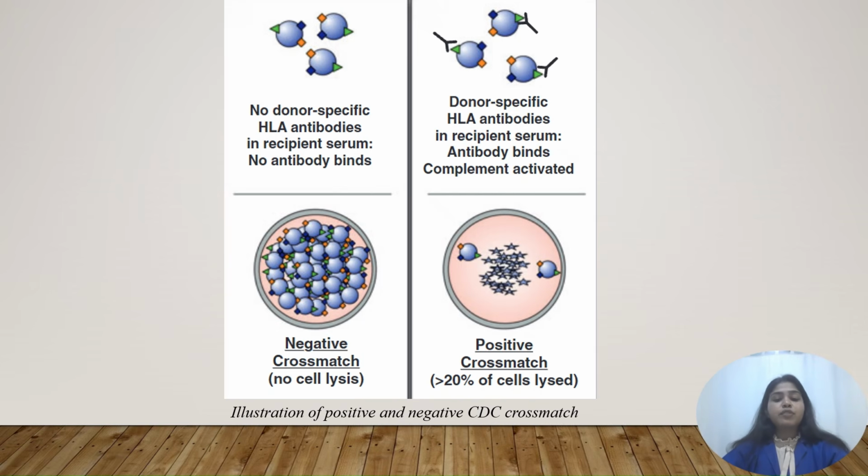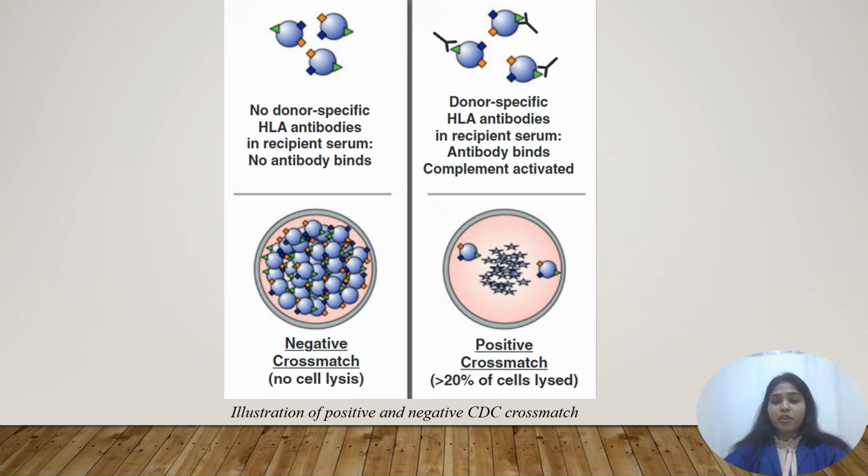Here is the illustration of the positive and negative CDC crossmatch. For the negative CDC crossmatch, you can see there are no donor-specific HLA antibodies in the recipient serum. That means no antibody binding. That is why it is a negative crossmatch. There will be no cell lysis, no antibody binding. That means there will be no C1q binding. It indicates there will be no activation of the complement cascade. That means no MAC, no membrane attack complex, and there will be no cell lysis. That is why it is a negative crossmatch.